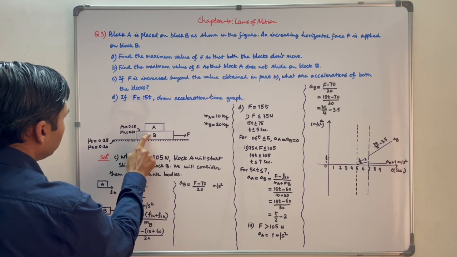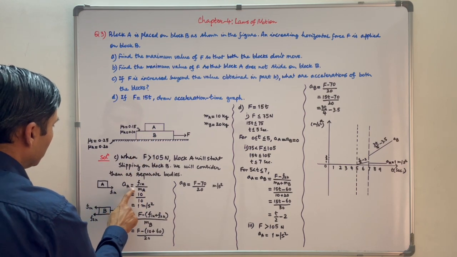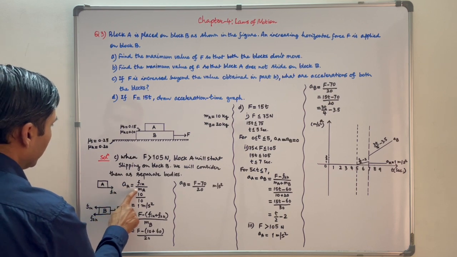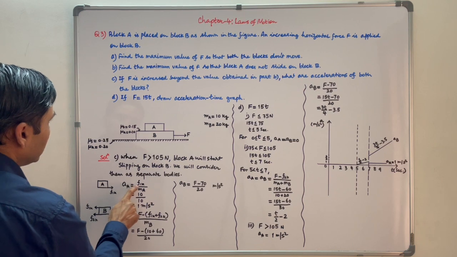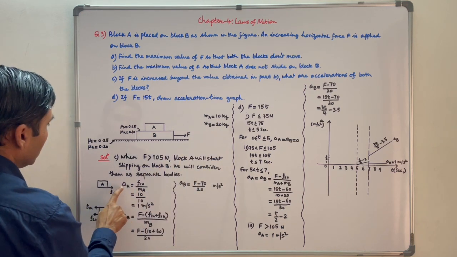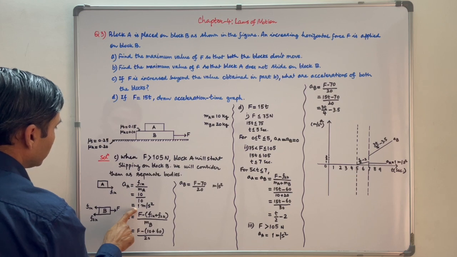We will consider them as separate bodies. So acceleration of block A is equal to F1k upon mA. F1k we have calculated as 10 Newton. mA is given as 10 kg. So acceleration of block A will be equal to 1 meter per second square, which is constant.